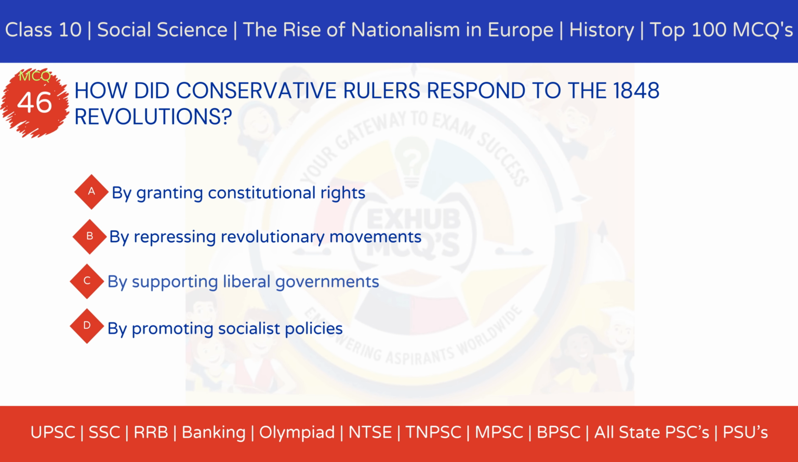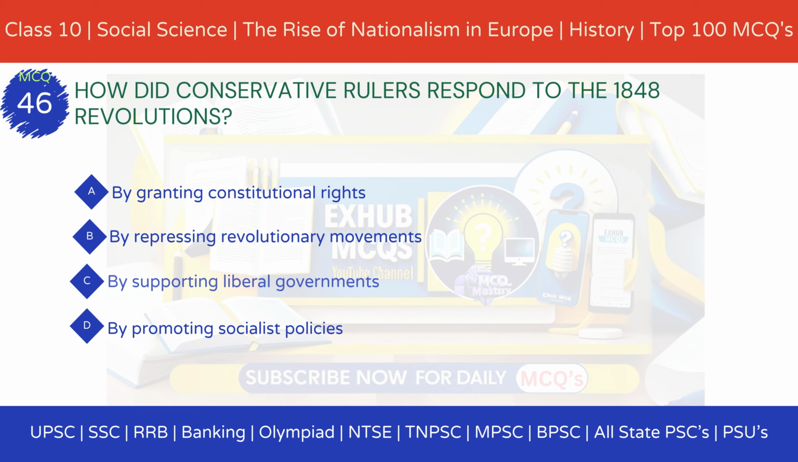MCQ 46. How did conservative rulers respond to the 1848 revolutions? Option A, by granting constitutional rights. Option B, by repressing revolutionary movements. Option C, by supporting liberal governments. Option D, by promoting socialist policies.